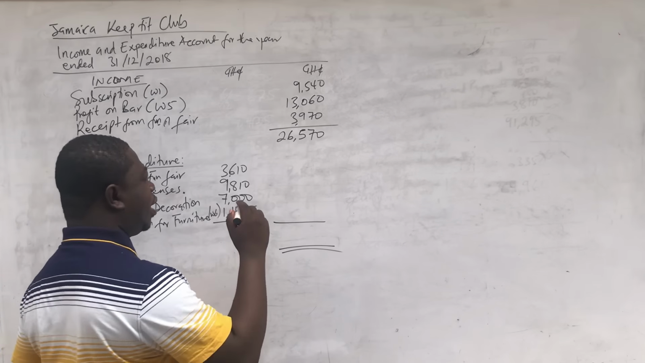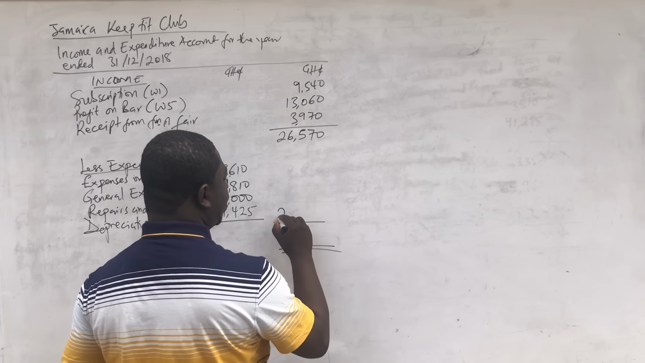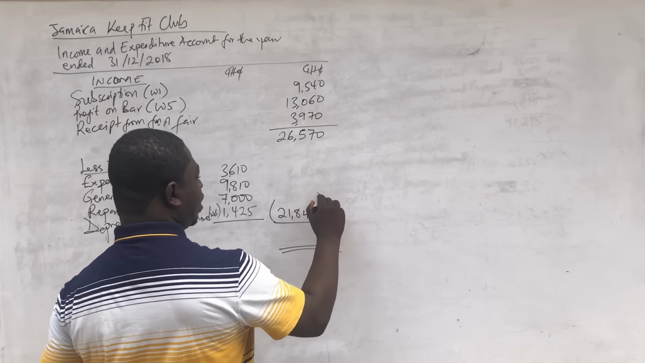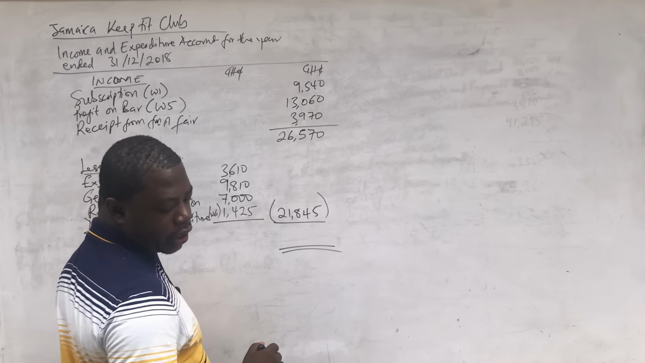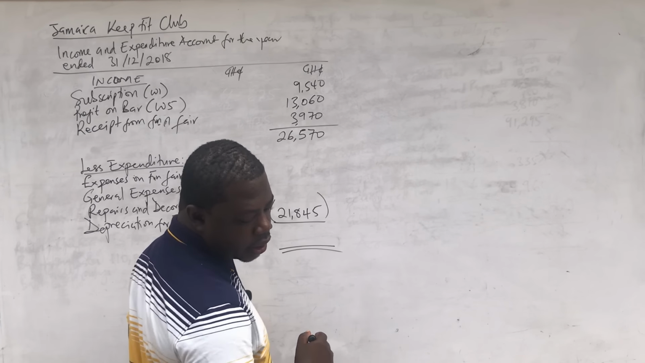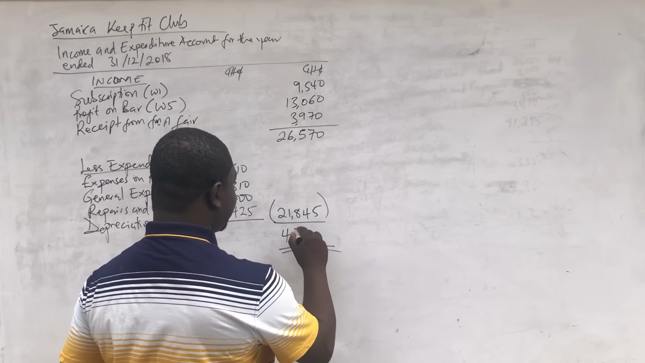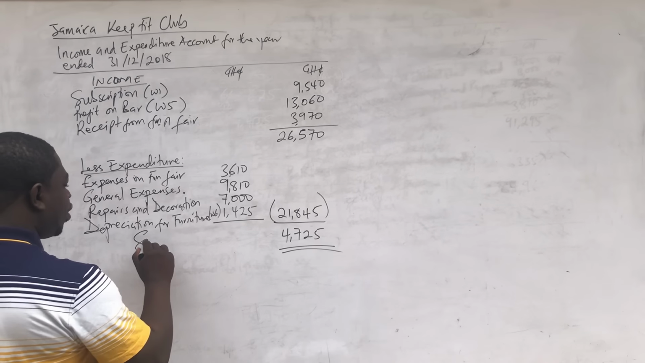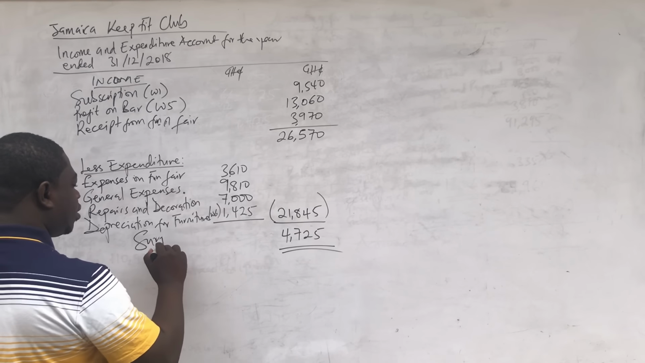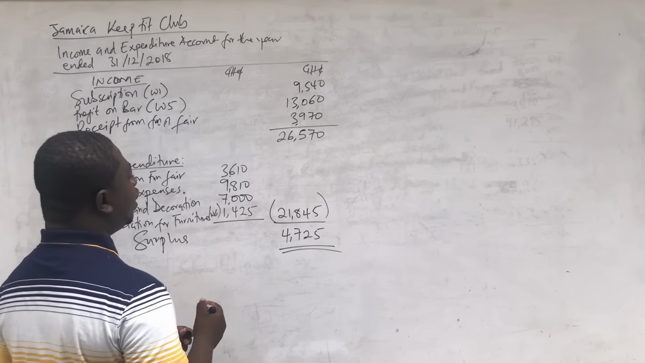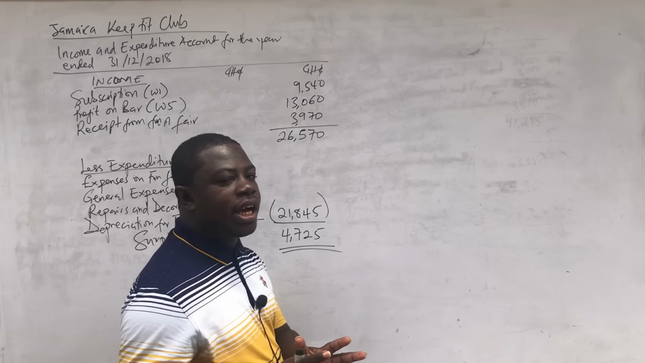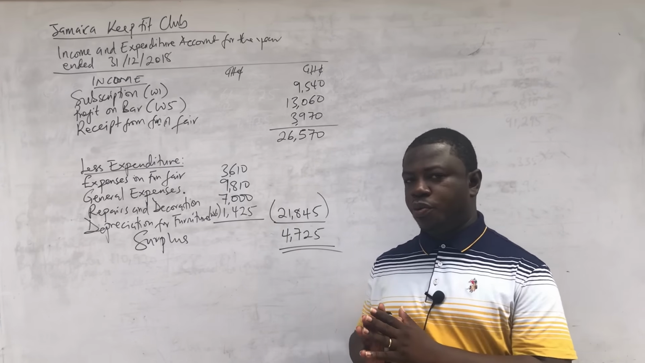And so when we add up, the total expenditure is 21,845 Ghana cedis. And then we take that out to get a surplus. The surplus is 4,725. So we call that a surplus of income over expenditure. So this is as simple as ABC. The income and expenditure account is not difficult to prepare.